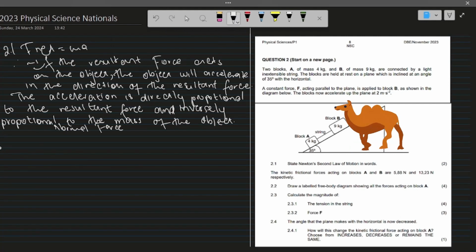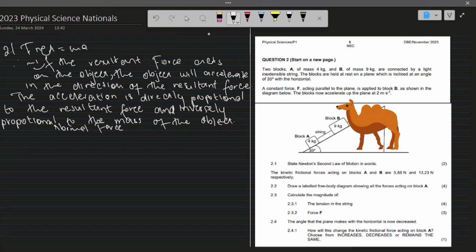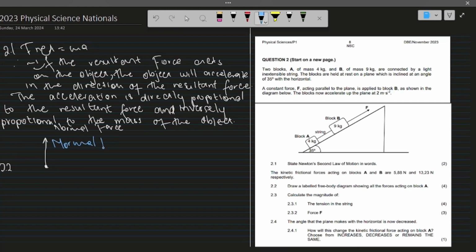So let's do 2.2 here. Let me go further. As I've said, you represent object A with a dot, and the first force acting on object A is the normal force. So I'm going to write this as normal force.